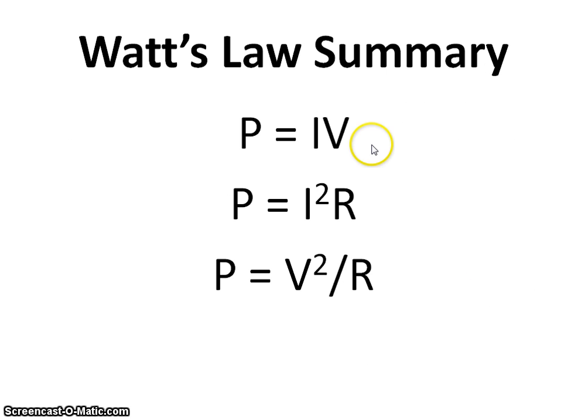Okay, so to wrap things up, what we have here for Watt's law are essentially 3 equations. These are very useful. Each equation is going to be given as power is equal to some type of a product or a quotient. What we started with was saying that power is equal to current times voltage. We also derived the formula power is equal to I squared times R, which is current squared times resistance. And we finished up with the formula power is equal to V squared divided by resistance.